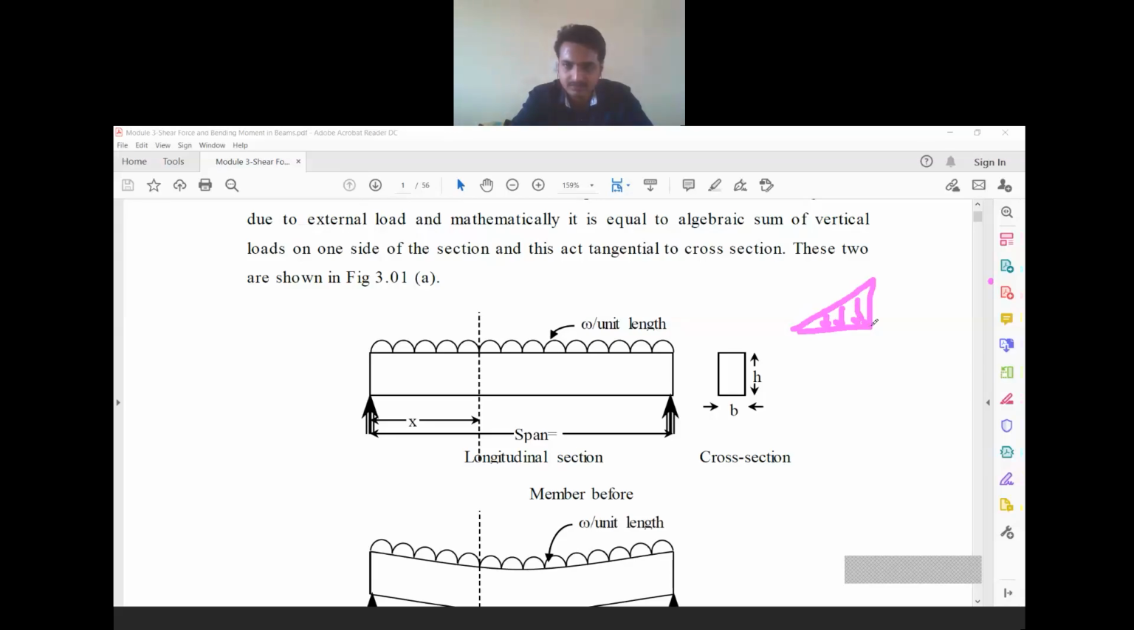Like this. So this is called as uniformly varying. So in this way you might experience different types of loadings.